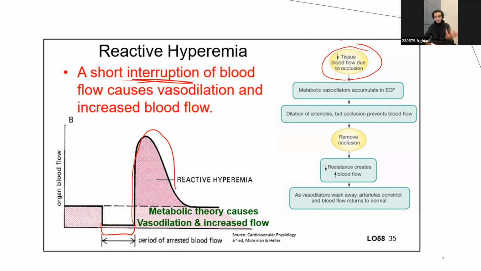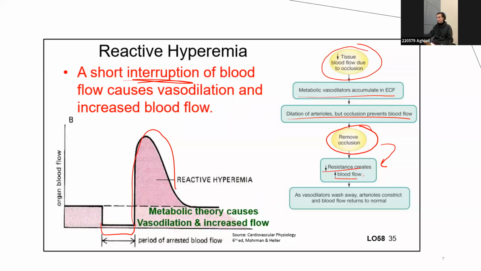So tissue flow is decreased due to occlusion, whatever it may be. Maybe even constriction, and you'll know later about this more. And metabolic vasodilators accumulate. Dilation of the arterioles, but occlusion prevents blood flow. Occlusion, that's the main keyword for reactive hyperemia. Reactive hyperemia means occlusion. There may have been occlusion. It's not necessarily pathological as well, maybe due to contraction of muscles. But as soon as the occlusion is removed, it decreases the resistance and increases the blood flow.